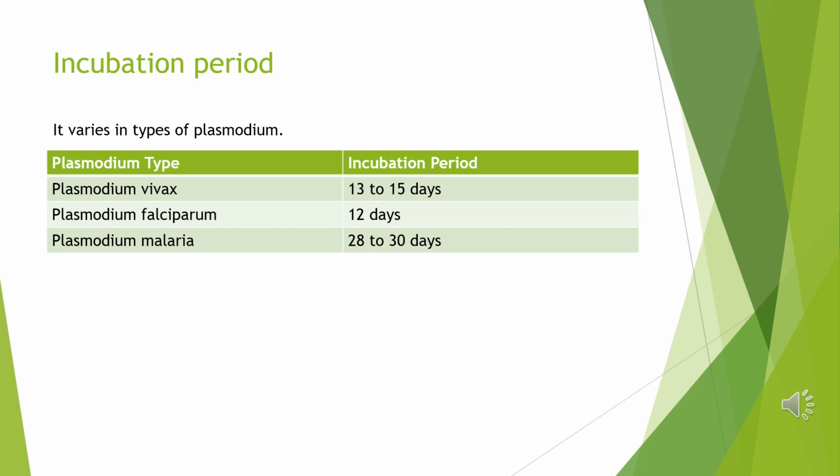The incubation period may vary according to the Plasmodium type: 13 to 15 days for Plasmodium vivax, 12 days for Plasmodium falciparum, and 28 to 30 days for Plasmodium malariae.